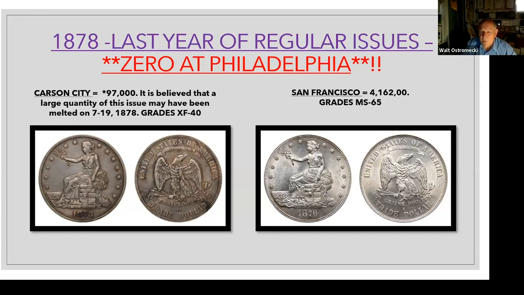Again, the San Francisco one has four and a half million. But look at the big S there. Is it centered? No, it's supposed to be centered between the E in trade and the D in dollar. Yeah, just punched right in there. This one grades MS65.